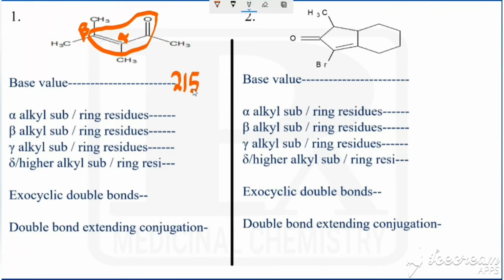Now we are going to see the substituents. For alkyl, it has one substituent. Since it is an acyclic one, it has no ring residues. For alpha, it has one alkyl, that is one methyl. So for one alpha alkyl, we have to add 10 nanometers. Now come to beta. Beta has 2 alkyl substituents. For one alkyl substituent we add 12, so here for 2 we have to add 24.